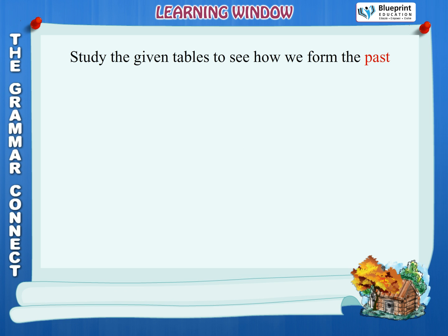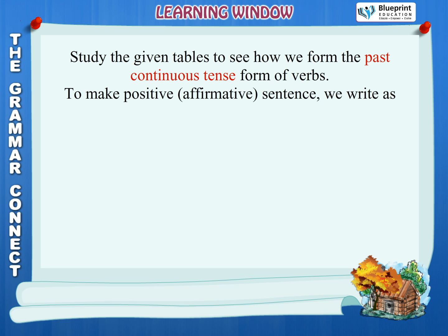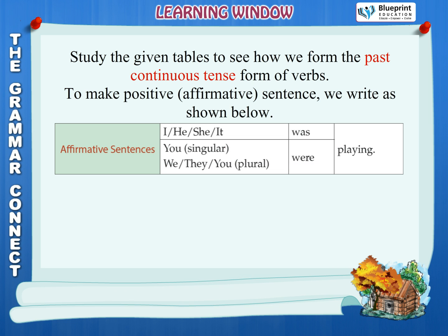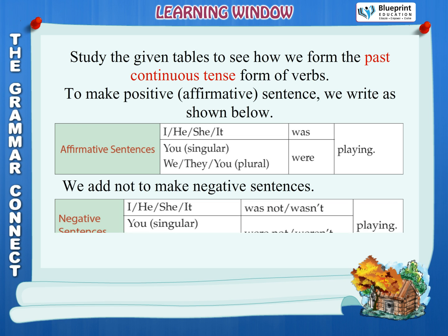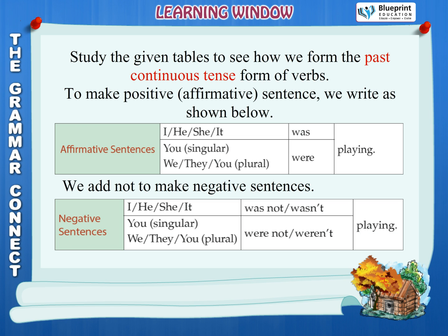Study the given tables to see how we form the past continuous tense form of verbs. To make positive affirmative sentences, we write as shown below. Affirmative sentences: I, he, she, it was playing. You singular were playing. We, they, you plural were playing. We add not to make negative sentences. Negative sentences: I, he, she, it was not, wasn't playing. You singular were not, weren't playing. We, they, you plural were not, weren't playing.